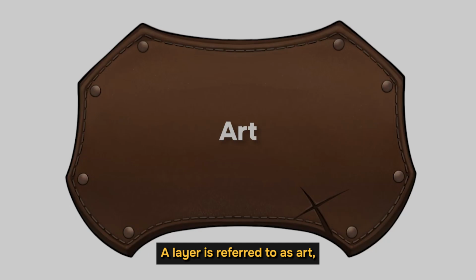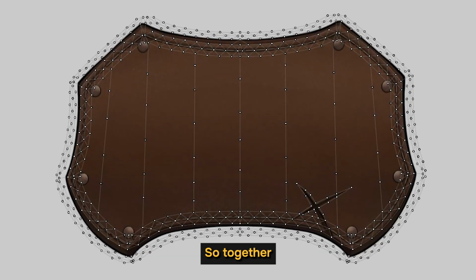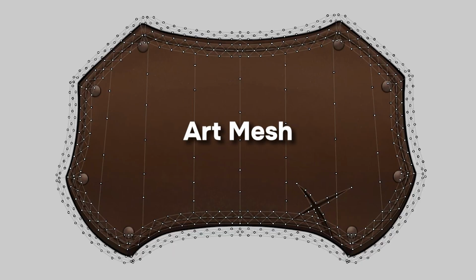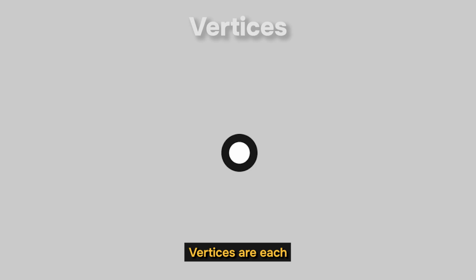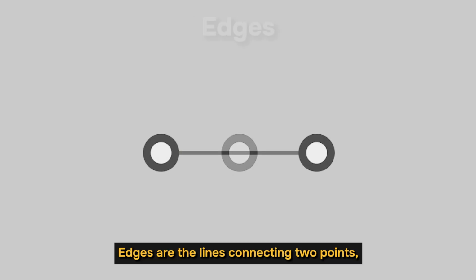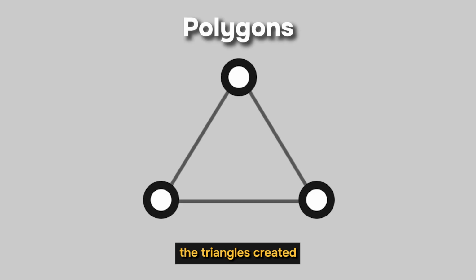A layer is referred to as art, and the structure on top of this art is a mesh, so together we call the combination an art mesh. The mesh itself is built up of vertices, edges, and polygons. Vertices are each individual point, edges are the lines connecting 2 points, and polygons are the triangles created between 3 points.